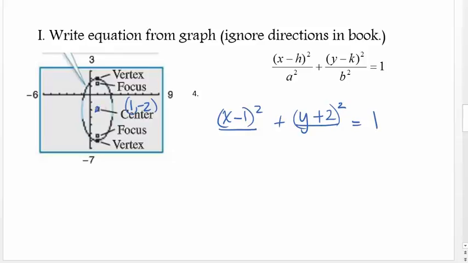Now let's figure out a and b. All right, so if this is the center and the x value is at 1, 2, 3, where's the outer edge along the x-axis? That's only 2 spaces, so it's 2 squared.